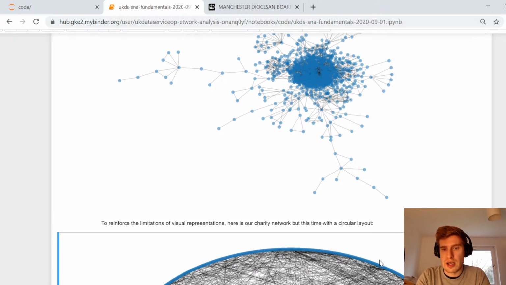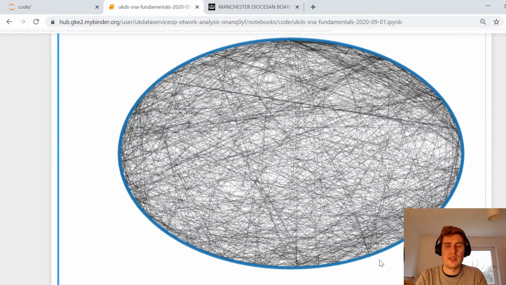So here's an alternative way of doing it. This is the exact same network data. I haven't done anything. I'm not trying to trick you with a different data set. But this time I've said, right, draw the network using a circular algorithm. And as you can see here, all the charities are on the outside in this kind of rugby ball, and then all the connections between them crisscross.